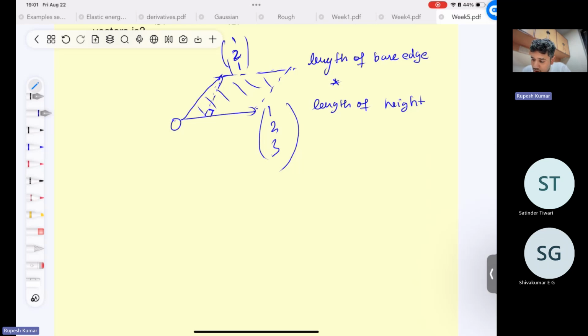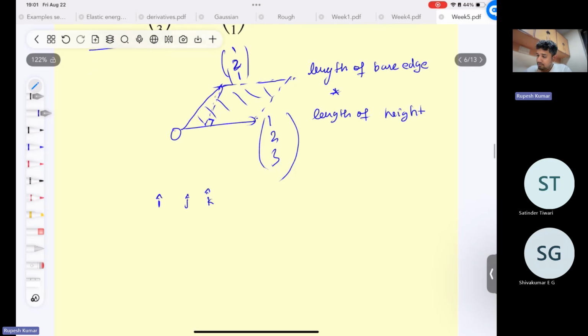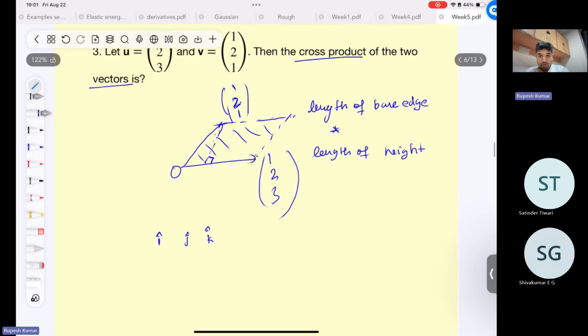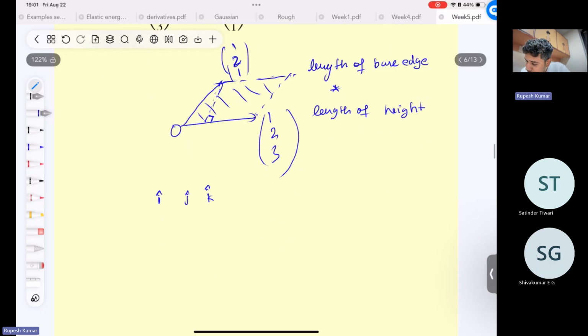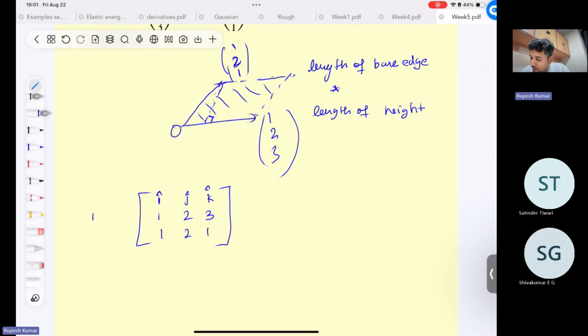Now another way to do this is simply to use the formulation for cross product that we already know. So how to do the cross product? You build up the cross product matrix. The first row is i cap, j cap, and k cap for the 3D space. Then for the second row, you put in the first vector, which is 1, 2, 3, and for the third row the second vector, which is 1, 2, 1. You build up this matrix and then you find the determinant of this matrix.